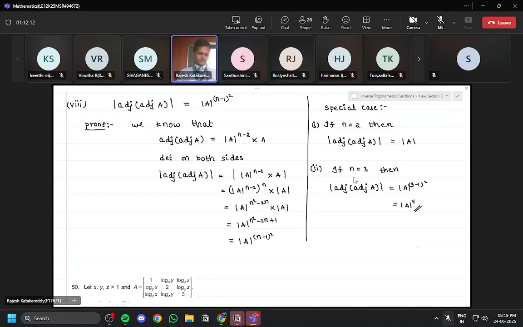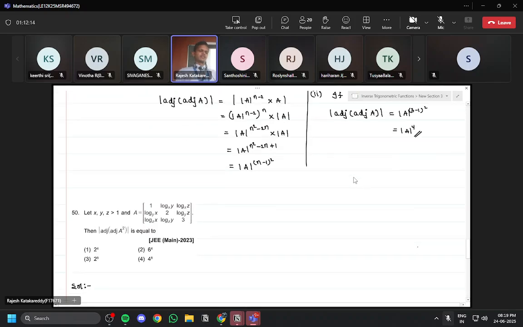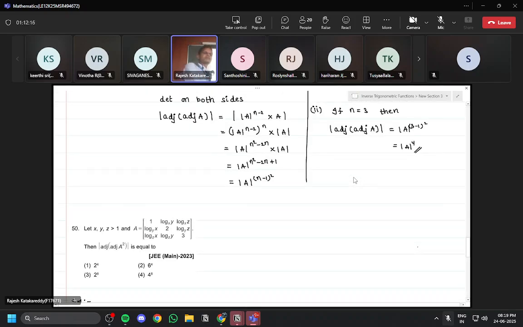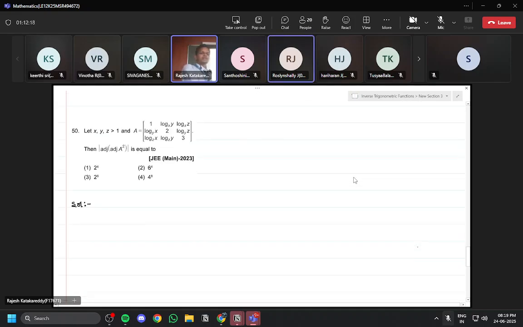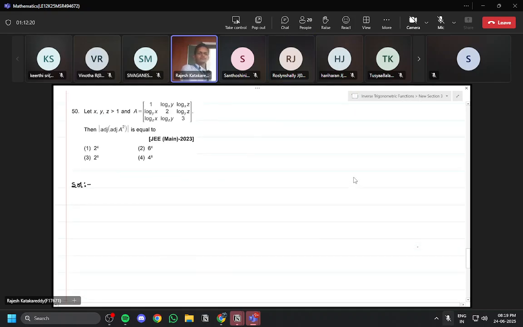Right? So we should use a property here. This problem is not only a determinant problem, it is about properties of logarithms as well. Change of base in a log, you will be knowing, right?